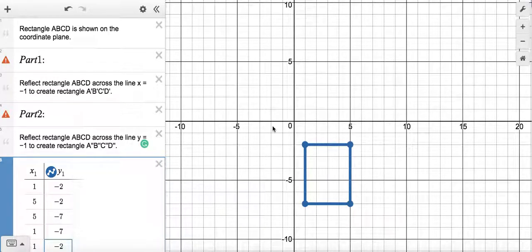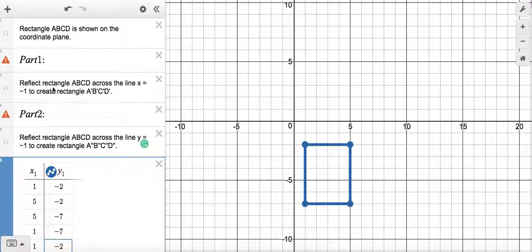All right, we're going to learn how to reflect an object across a given line. And I have this problem written over here on the left. Rectangle ABCD is shown on the coordinate plane. As you can see, the ABCD can be any of these because I did not label them.